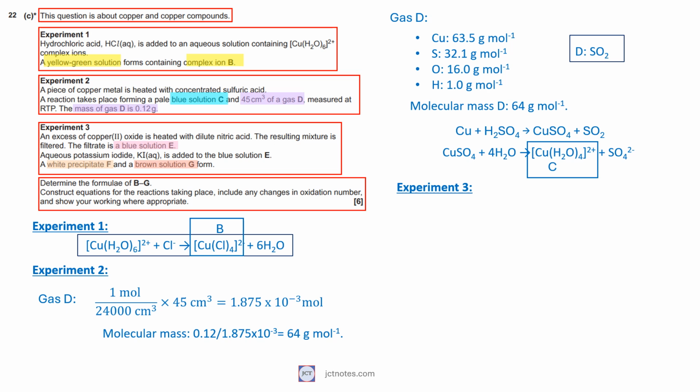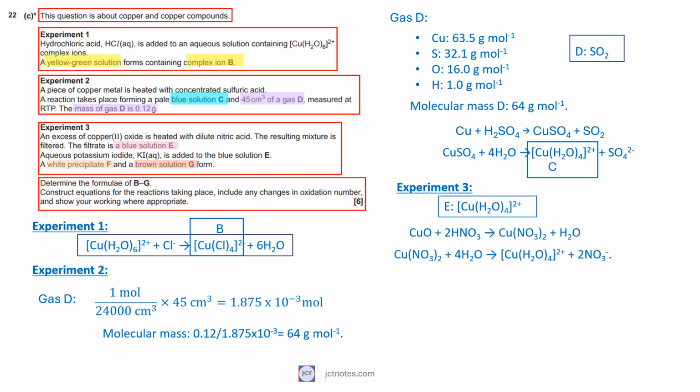In experiment 3, the filtrate of an excess of copper(II) oxide treated with dilute nitric acid is a blue solution. As in experiment 2, we can consider that this is the aqueous copper(II) complex ion, meaning that E and C are the same species. The copper(II) from the oxide has not changed its oxidation state. We can guess that the copper oxide reacts with the nitric acid to form copper(II) nitrate.